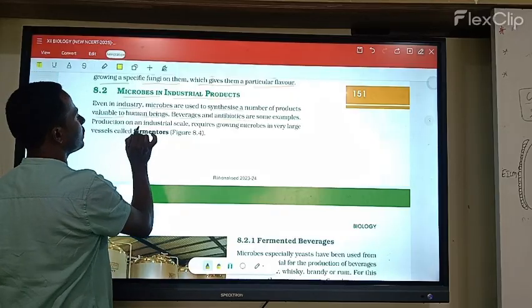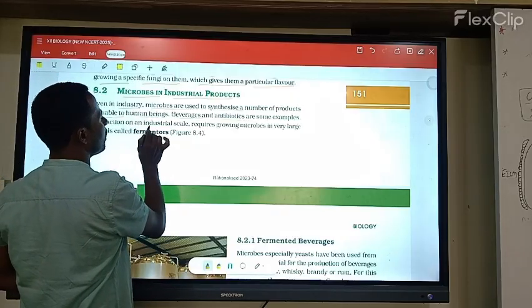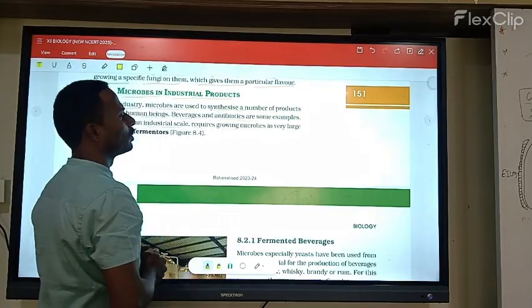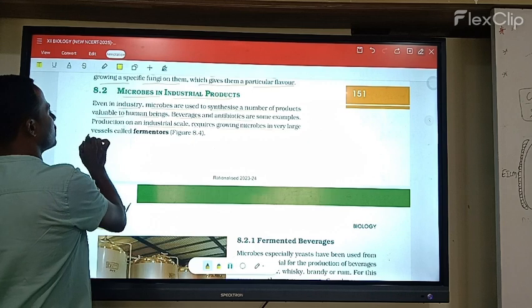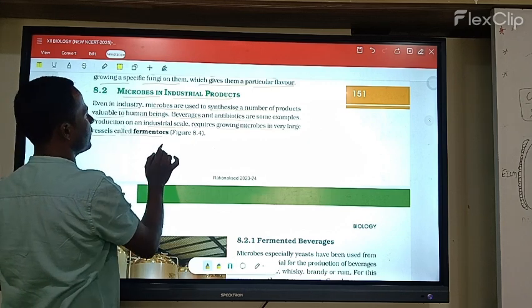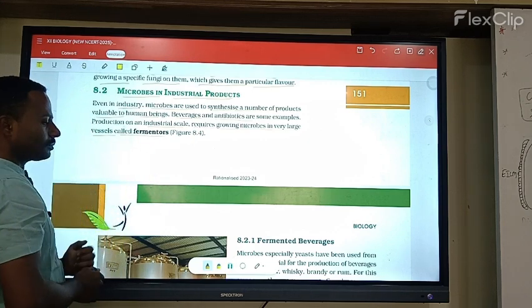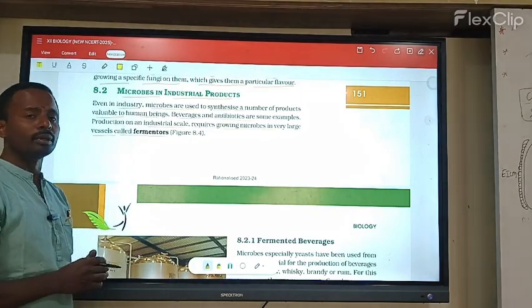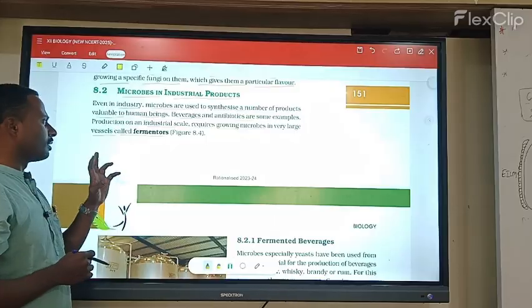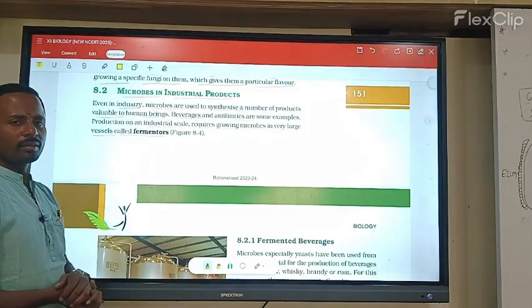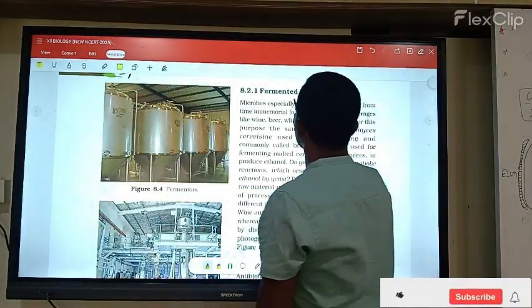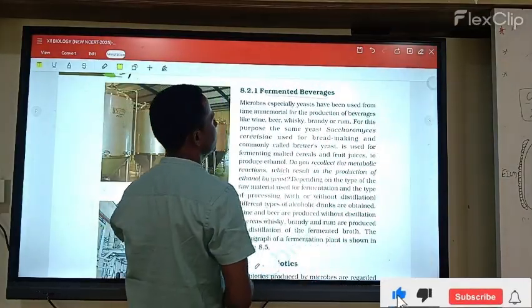Production on an industrial scale requires growing microbes in very large vessels called fermenters. So in the industrial process, we develop a large number of products. These vessels are called fermenters.